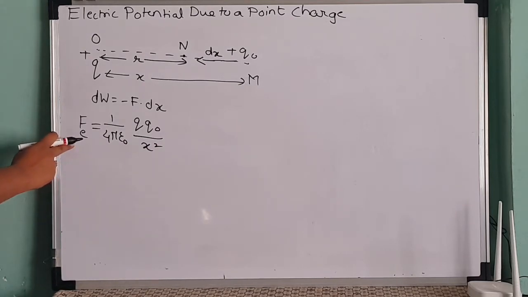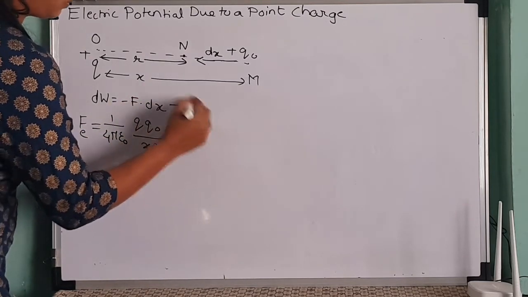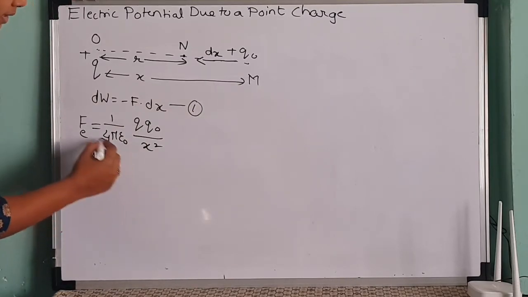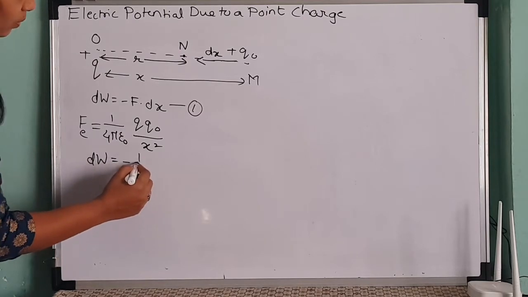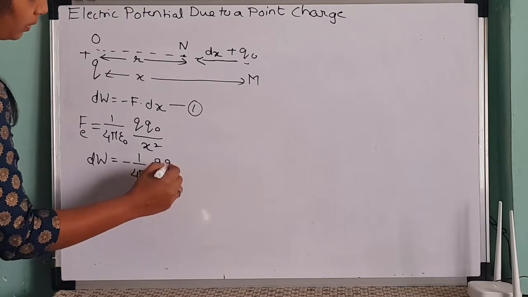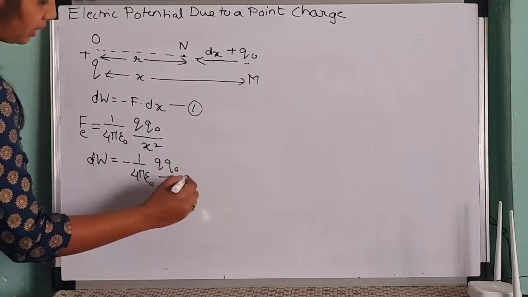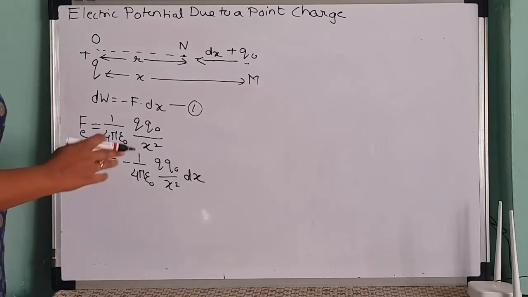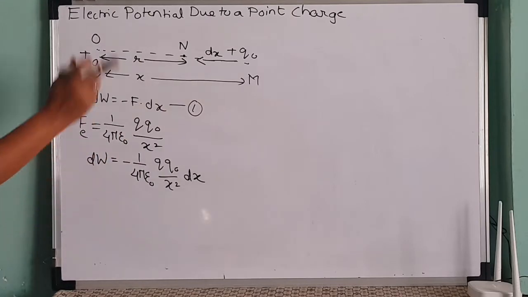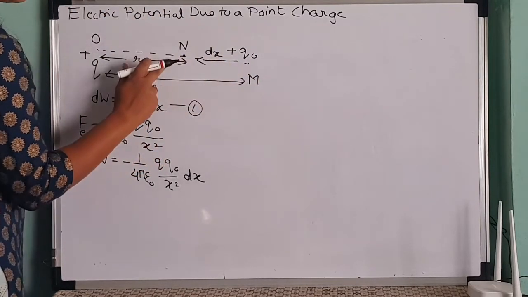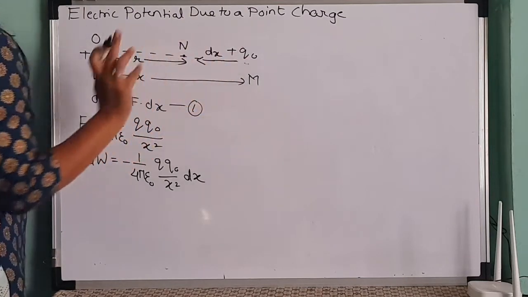Once I know the force value, I will insert it in equation 1. So I will get dW as minus 1 upon 4 pi epsilon naught, Q Q naught upon x square, into dx. This is my value of dW, that is work done. This was the work done to bring Q naught till N, that is from point M to N. I need to bring this charge.